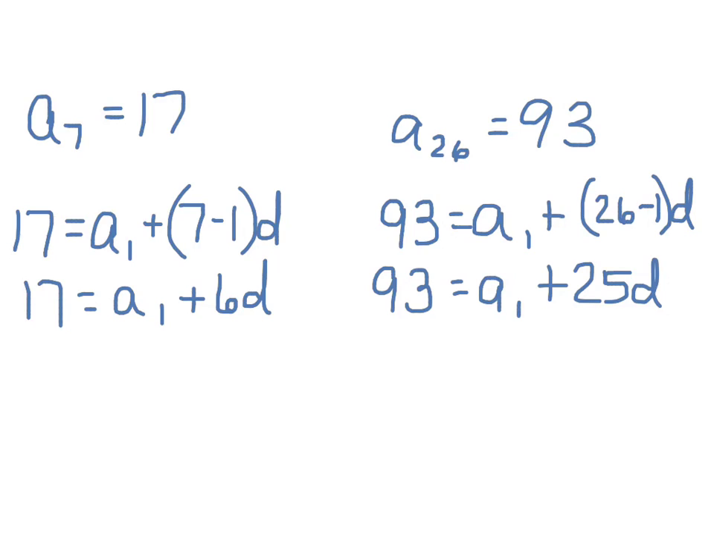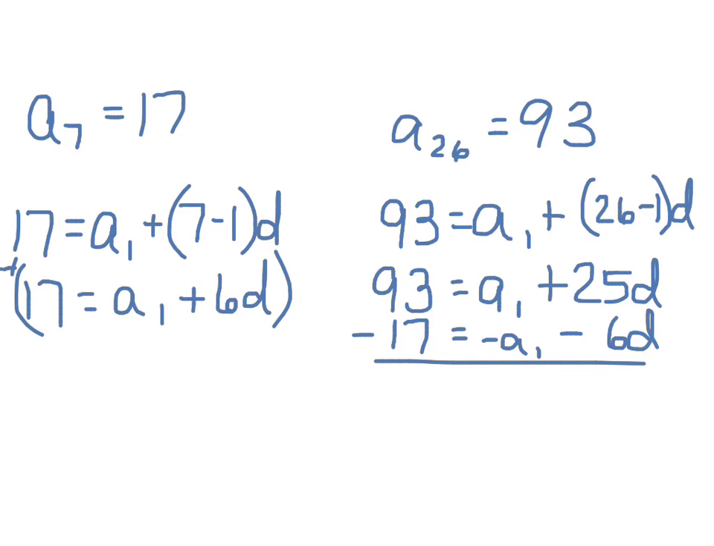Elimination. If I want to use elimination, that means I got to get rid of one of the letters. The easiest one to get rid of is A1. Okay? So if I'm going to do that, I need the A1s to be opposites of each other. I have A1 on this one and I have A1 on that one. So what's the opposite of A1? Negative A1. Which means I got to multiply one of them by a negative 1. When I do that, I get negative 17 equals negative A1 minus 6D. What's 93 minus 17?